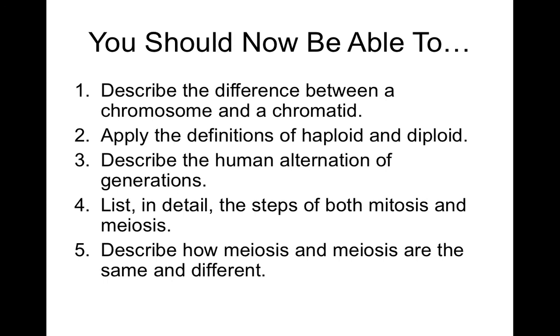So now you should be able to do these 5 things. Describe the difference between a chromosome and a chromatid and the different levels of compacting. Apply the definitions of haploid and diploid. Describe the human alternation of generations. And list in detail the steps of both mitosis and meiosis. And then I need you to be able to describe how both meiosis and mitosis are the same and also different.